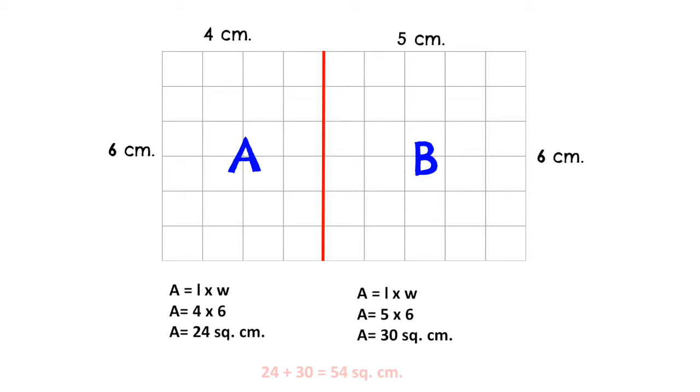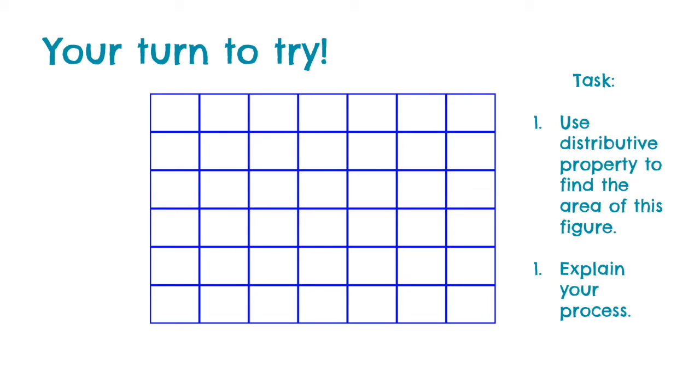The second part of using distributive property is putting the original figure back together. To do this, I have to add the two areas of the smaller rectangles back together. Rectangle A had an area of 24 square centimeters. Rectangle B had an area of 30 square centimeters. 24 plus 30 equals 54. So the large figure we began with, 6 by 9, has a total area of 54 square centimeters. That also means 6 times 9 equals 54 square centimeters.